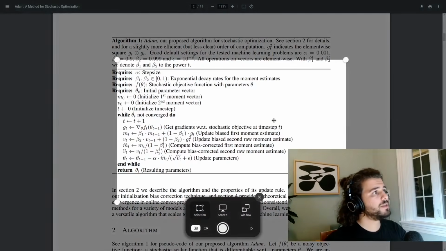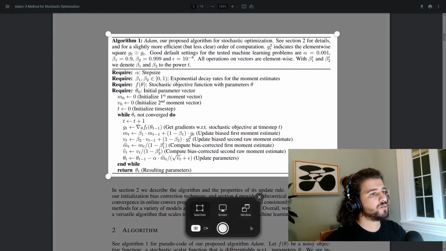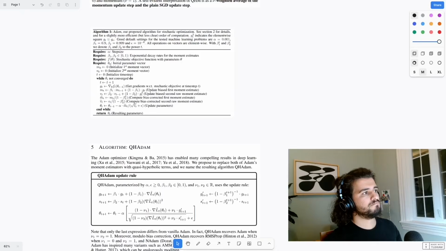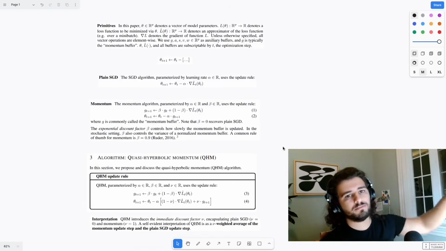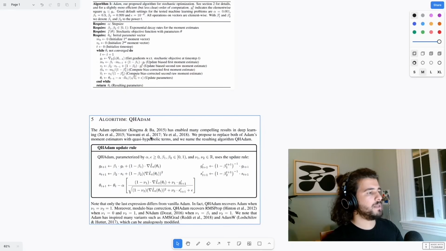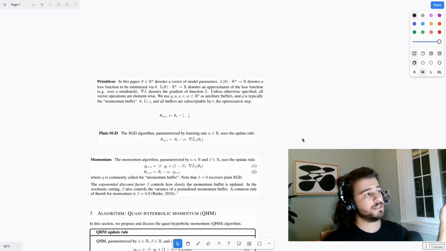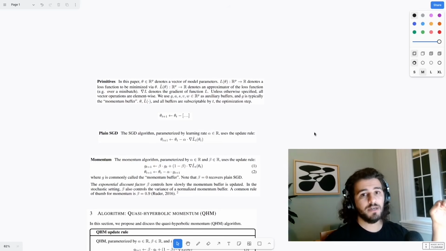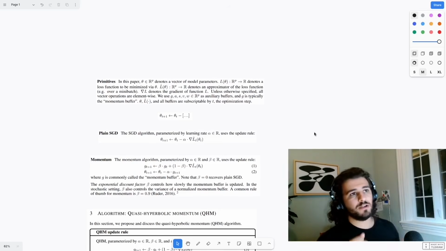So here we are in the Adam paper. This is the original one. And then we have this beautiful algorithm that walks us through the whole thing that we need. So we can use this one. And there we go. Now we have the whole gang. The whole gang is there. We have Adam, and then we have QHAdam. Job's done.